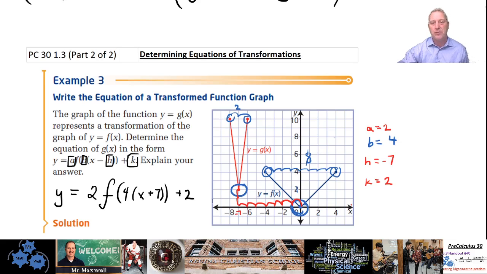All right, so in the second part of 1.3, we talked about identifying an equation. And I'm not going to do it from scratch because it takes too long. If you want to watch this video, you can watch my other video, PC 31.3, part 2 of 2. But just a real quick rundown here.